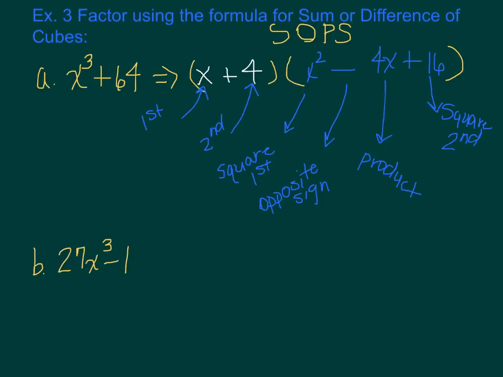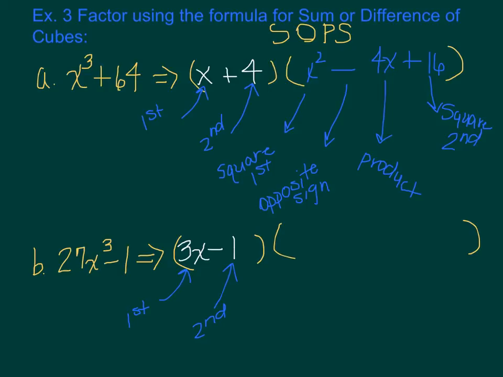27x cubed minus 1. So I usually call this, I have my short bus and my long bus. And then the short bus is when you're going to cube root the two terms. So even if you have a leading coefficient, you still cube root it. And that will give us 3x minus cube root of 1 is just 1. All right, remember, this is your first term. This is your second. So we're going to use SOPS in the long bus.